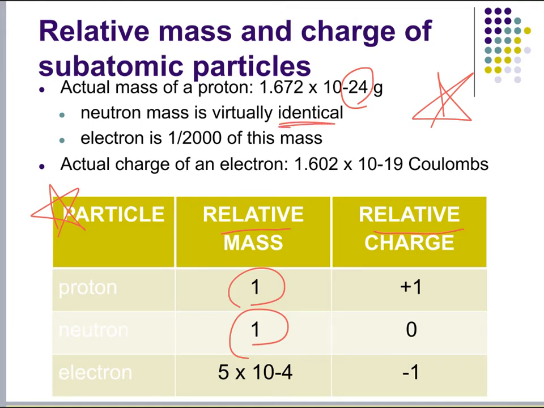An electron is much smaller. It is 1/2000th of this mass. So in relation to if a proton was a mass of 1, an electron would be 5 times 10 to the negative 24th. Again, that should be an exponent to the negative 24th. So it's very, very small. So it does not weigh in on the atomic mass at all, or the average atomic mass, relative molar mass. It does not affect those masses.